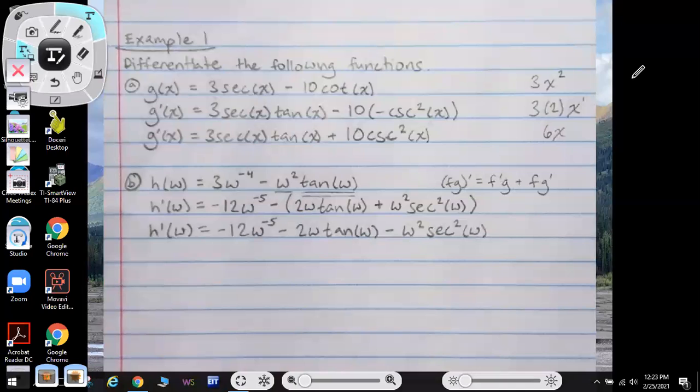That's it. Well, that's it for part B. We got two more parts.